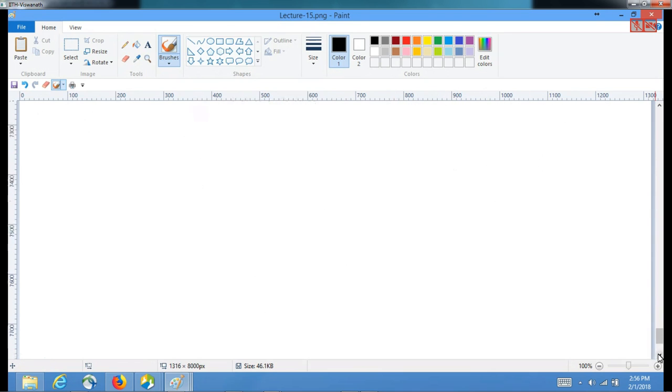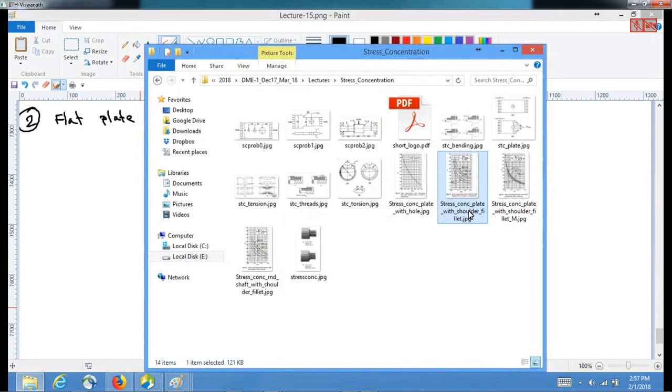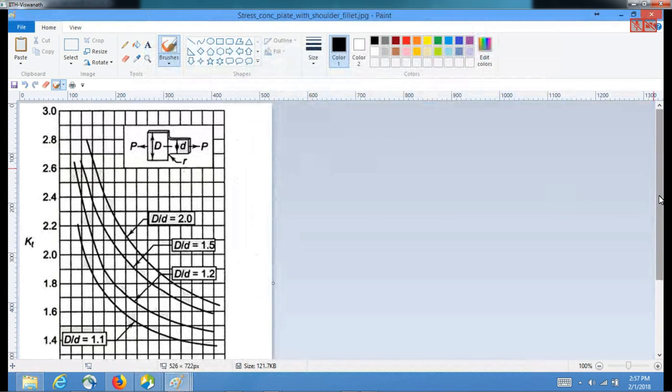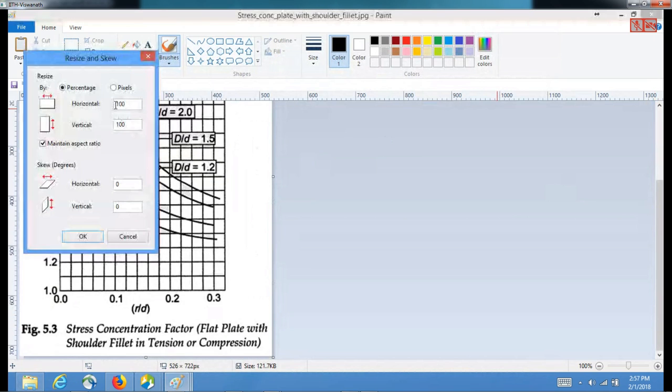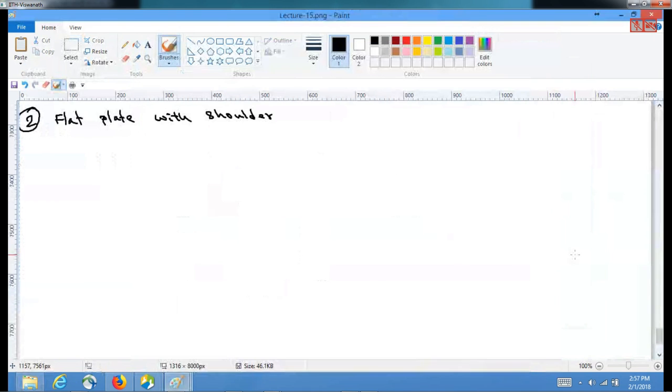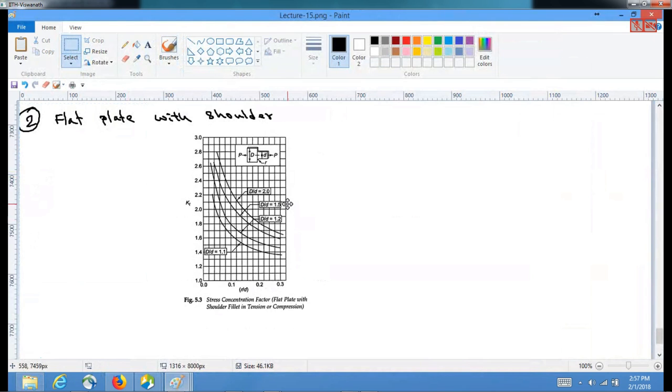The next one is a flat plate with shoulder under tension or compression.